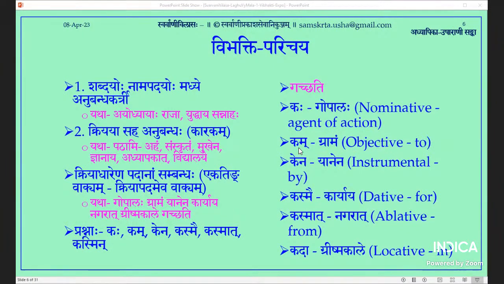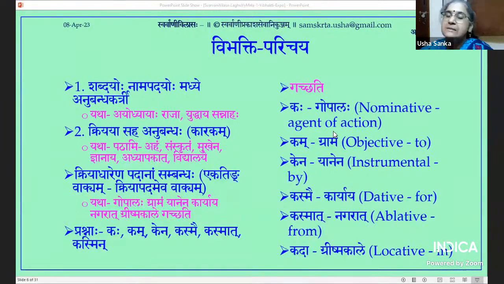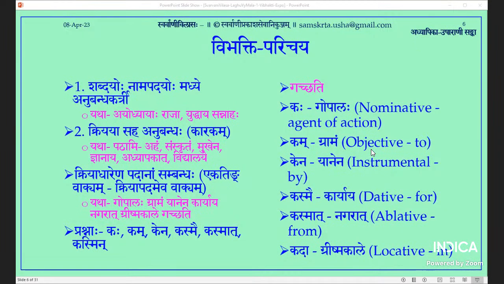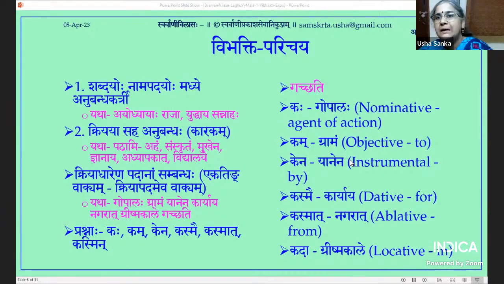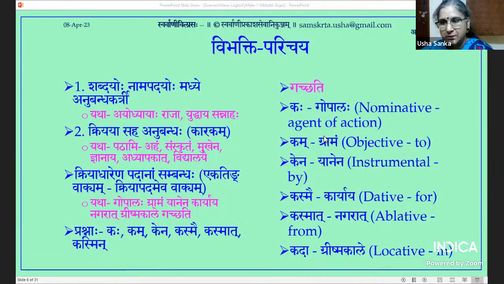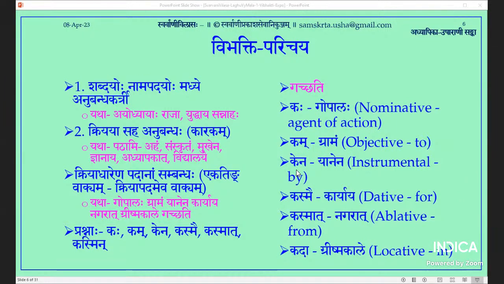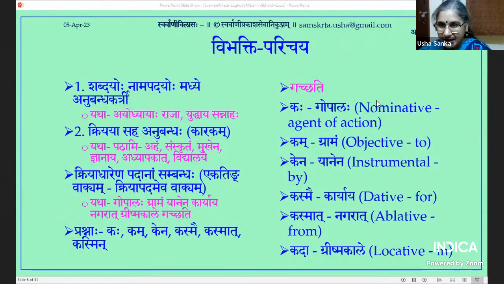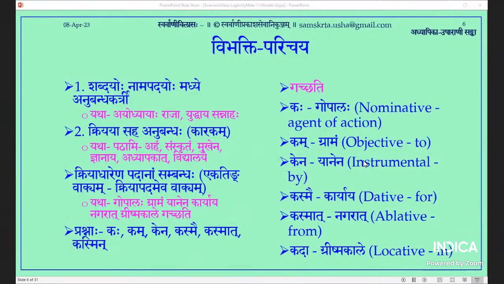Then comes the grammar. Where is he going? In English it's "where", but in Samskrtam it becomes objective. So Gramam is in the objective: to the village. Rama killed Ravana, and that Ravana is an object we understand. But when he goes to the village, the village is not understood in English as an object, but in Samskrtam it is an object. Then Kena, Yanena, that becomes instrumental. I'm reading out the technical names: Karta is nominative, Karma is objective, Karanam is instrumental, which is represented by the Trutiya.